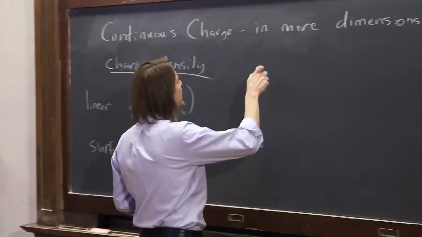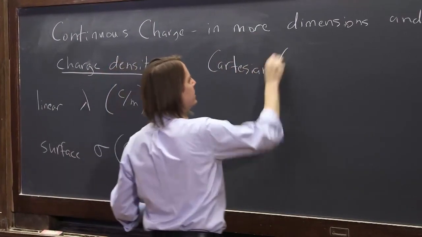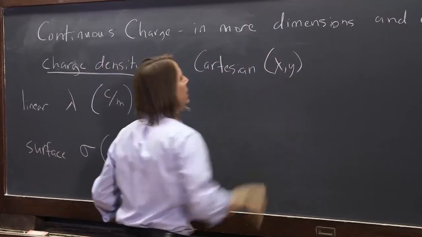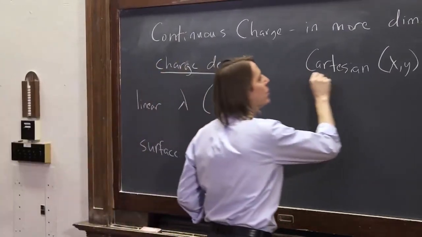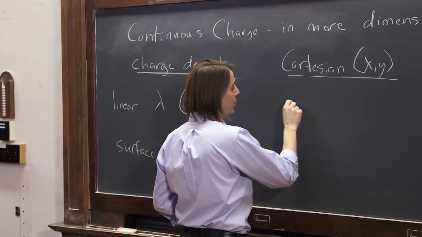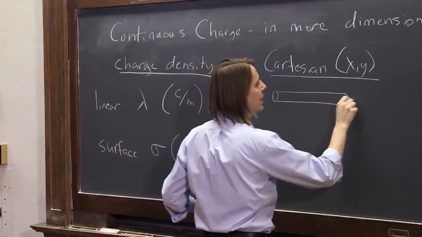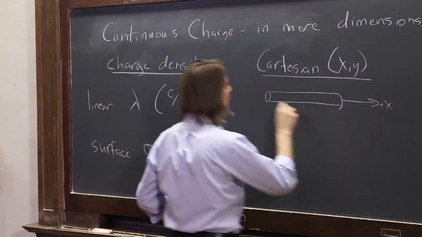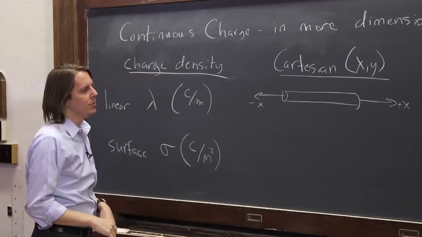So one way is to go with Cartesian coordinates, which is just a fancy name for the standard xy coordinates. So if we're going to do a linear problem in Cartesian coordinates, then you really just need one coordinate. You just need x. And it's just like before. We put it on the x-axis. We put plus x that way and minus x that way. We put the origin in the middle.